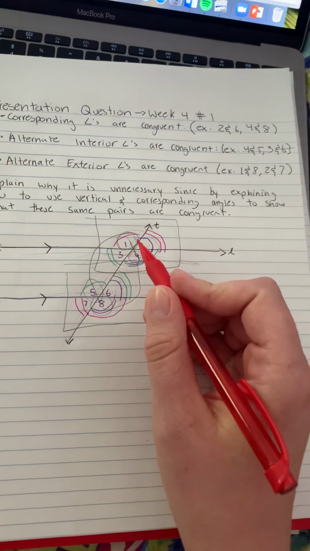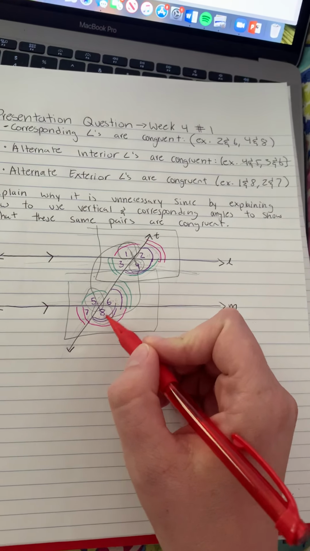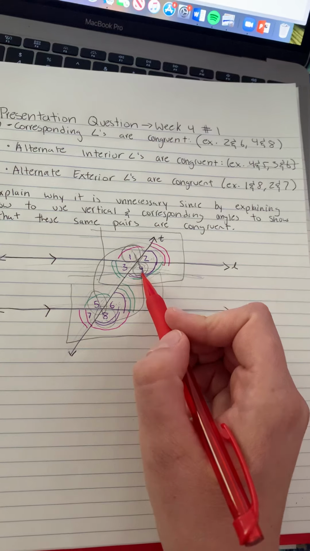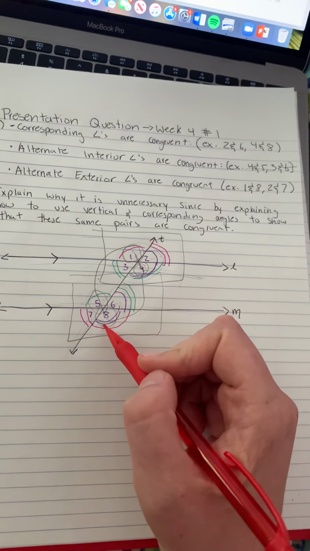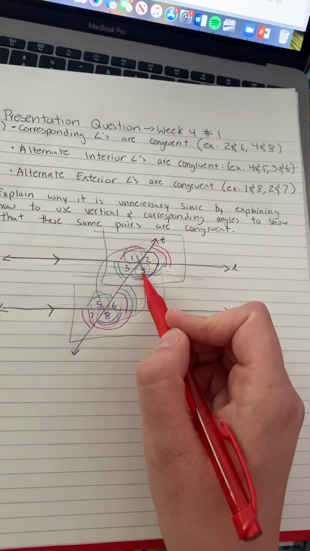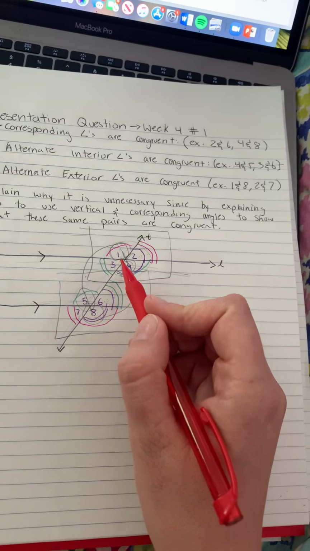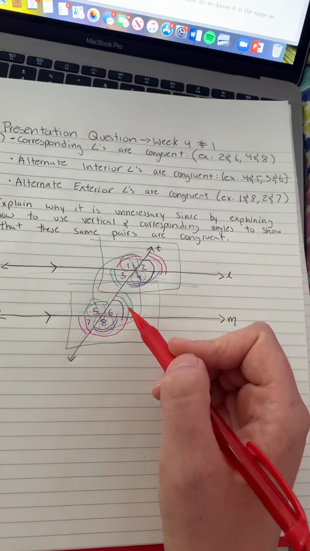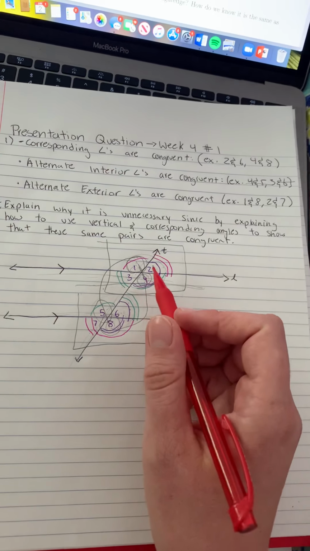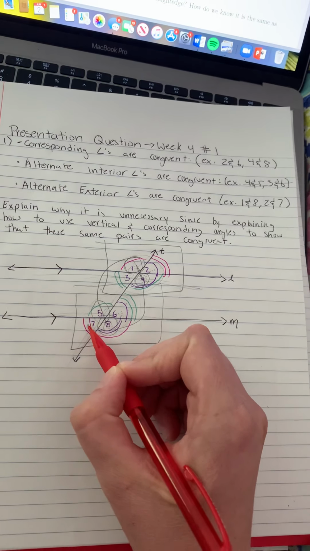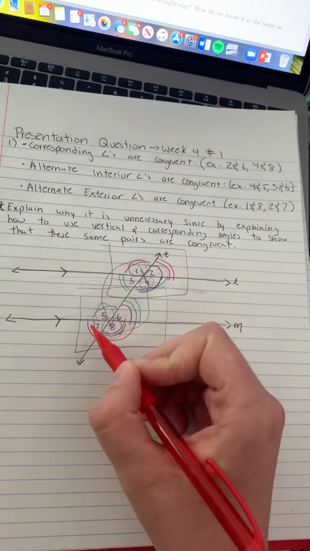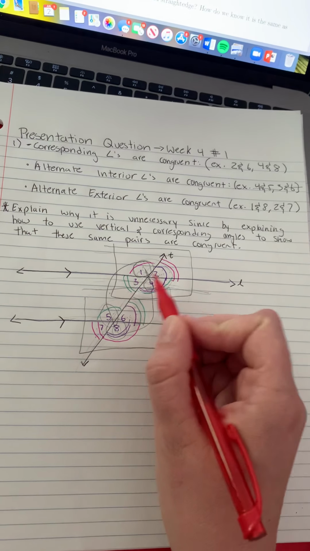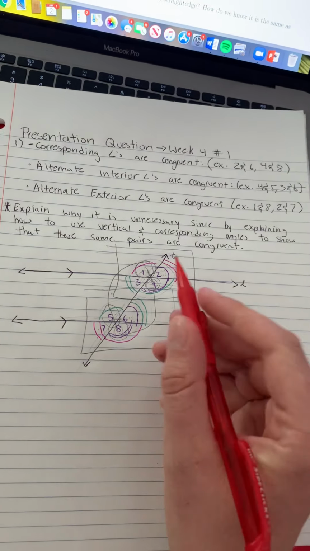1 and 8: 1 is here, 8 is here, same thing. 1 and 4 are vertical. 8 is corresponding to 4. So that would make 1 equal to 8. And then the last one, 2 and 7. 2 is right here, 7 is here. 2 is vertical to 3, 7 is corresponding to 3, so 2 equals 7.